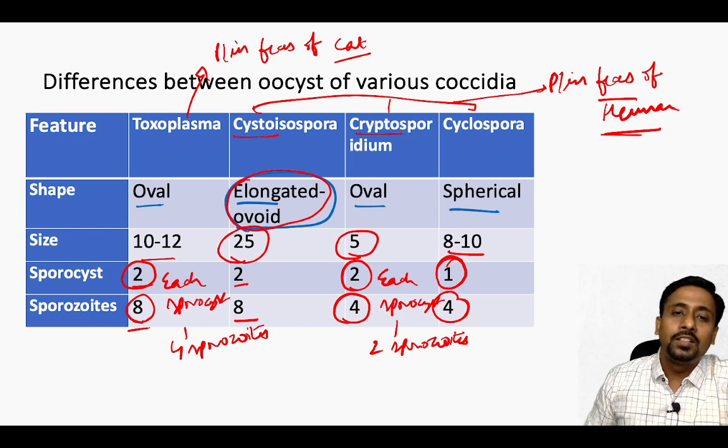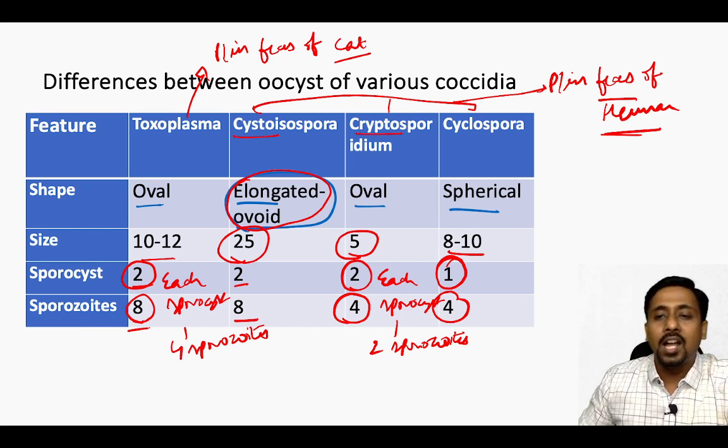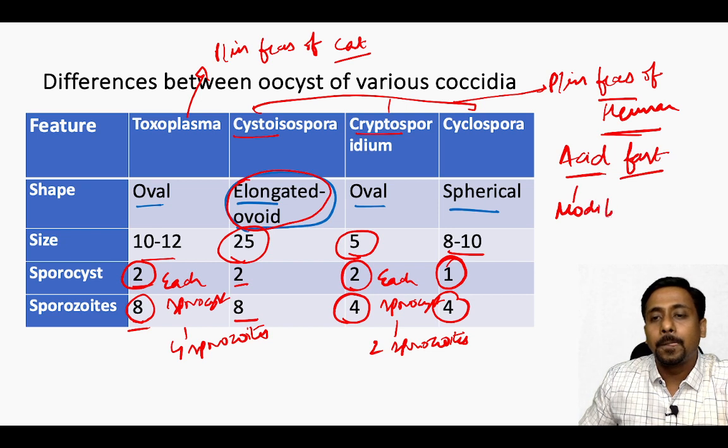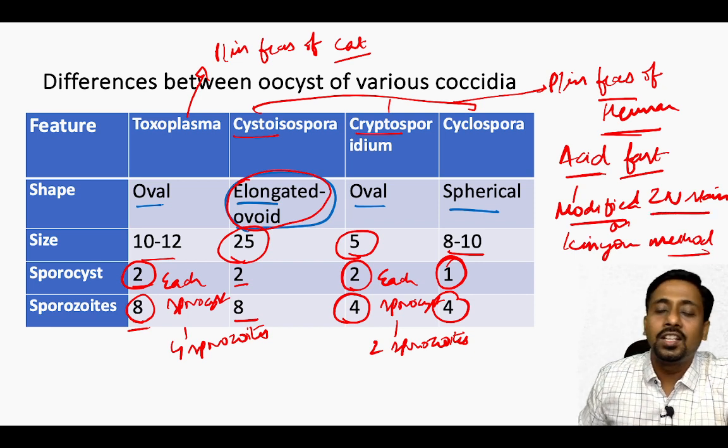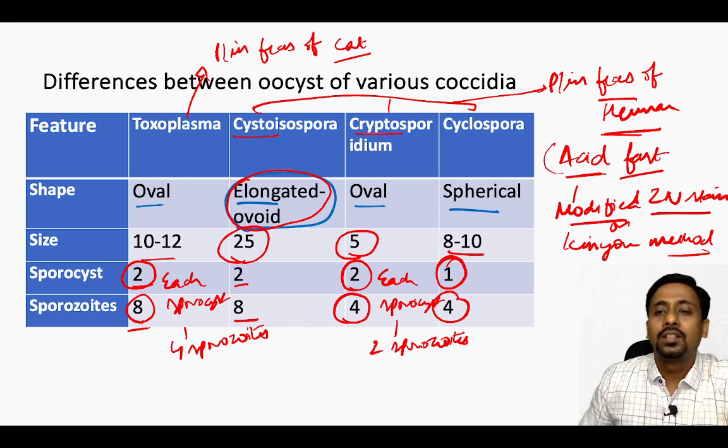An important point to remember: these oocysts are acid fast. These oocysts are acid fast and they are stained by modified Ziehl-Neelsen stain or Kinyoun method of staining. So they can be stained by modified ZN staining and they are acid fast oocysts.